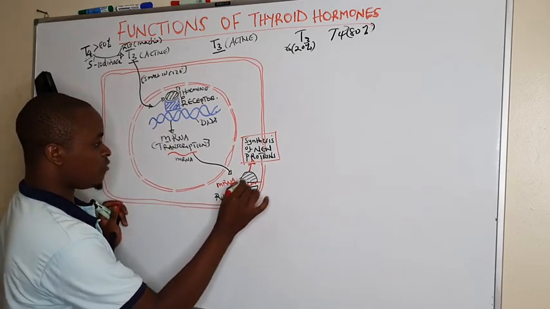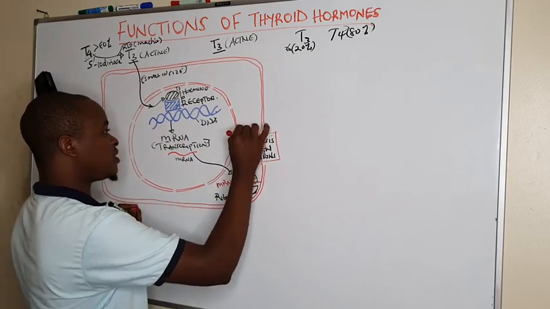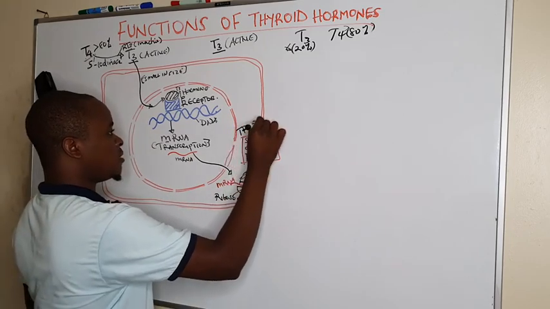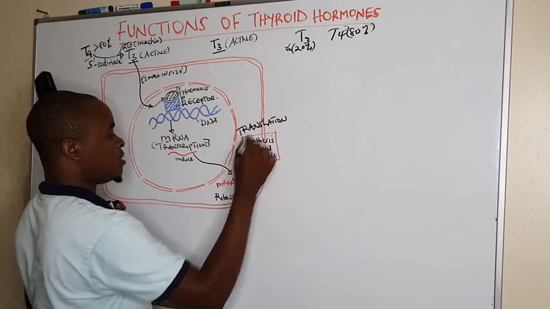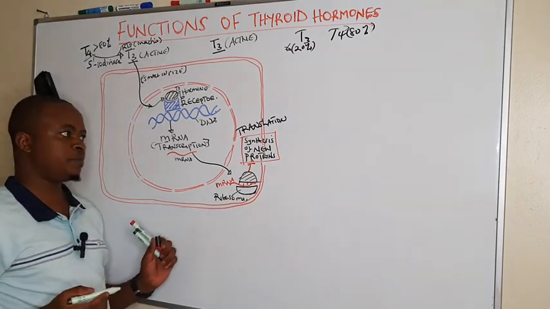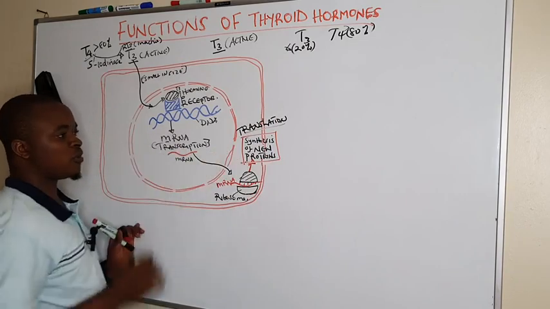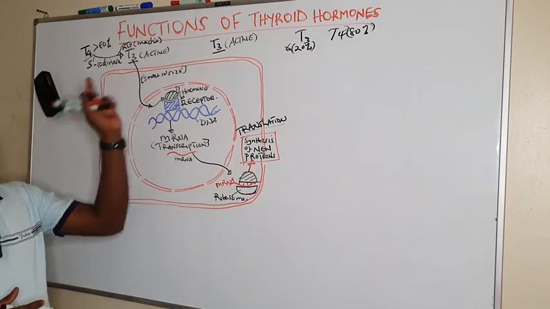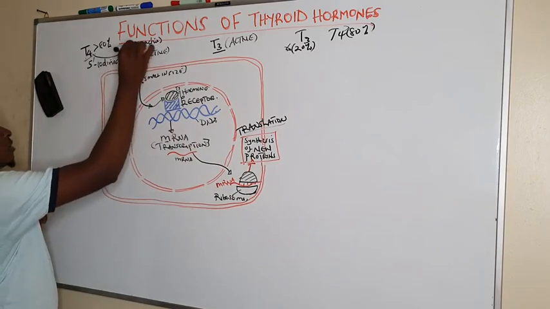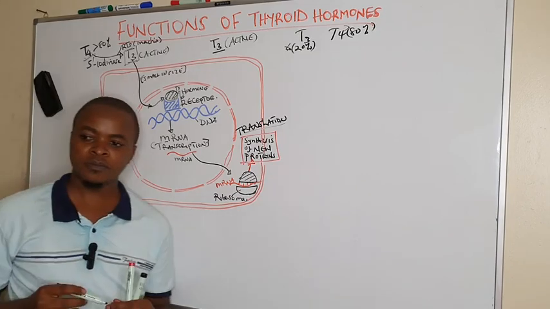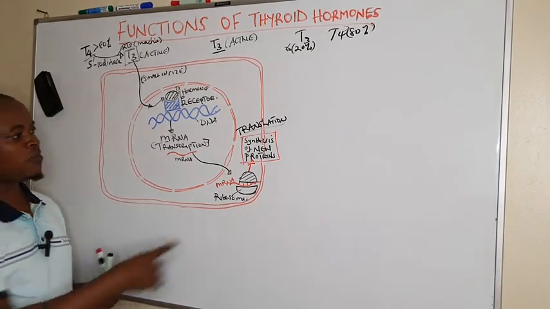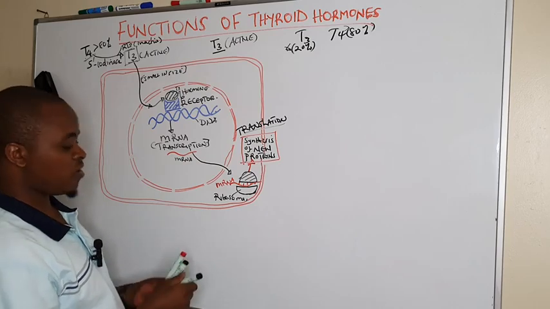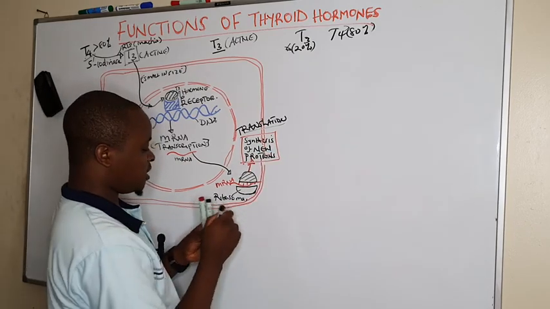So this process here where we are forming new protein is known as translation, whereby the codons on messenger RNA are translated to form new proteins. It is these new proteins that are going to exert the effect of thyroid hormone, which we are calling T3, which is the active form and more potent. After forming these new proteins, they are the ones that are going to command different functions of thyroid hormone.